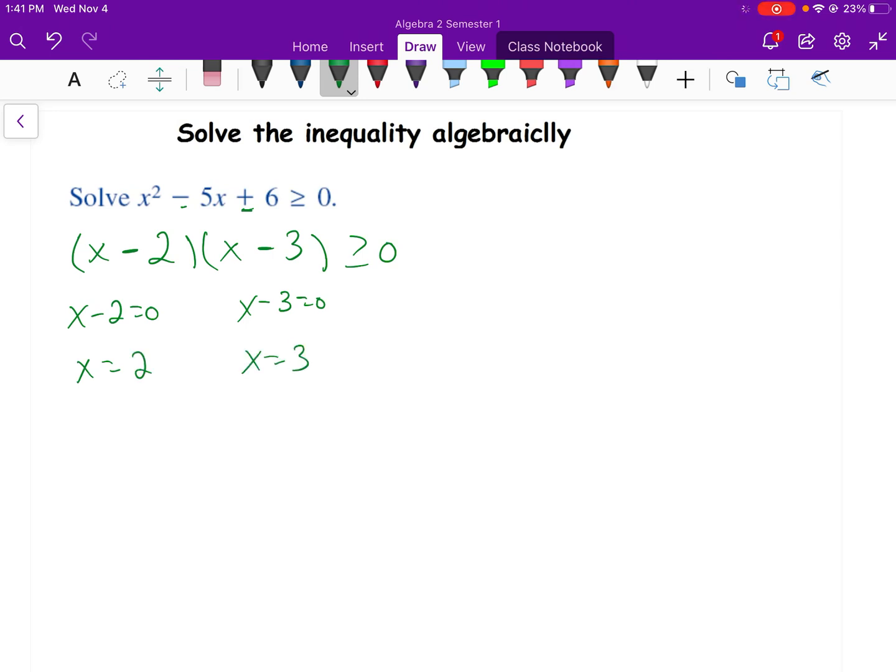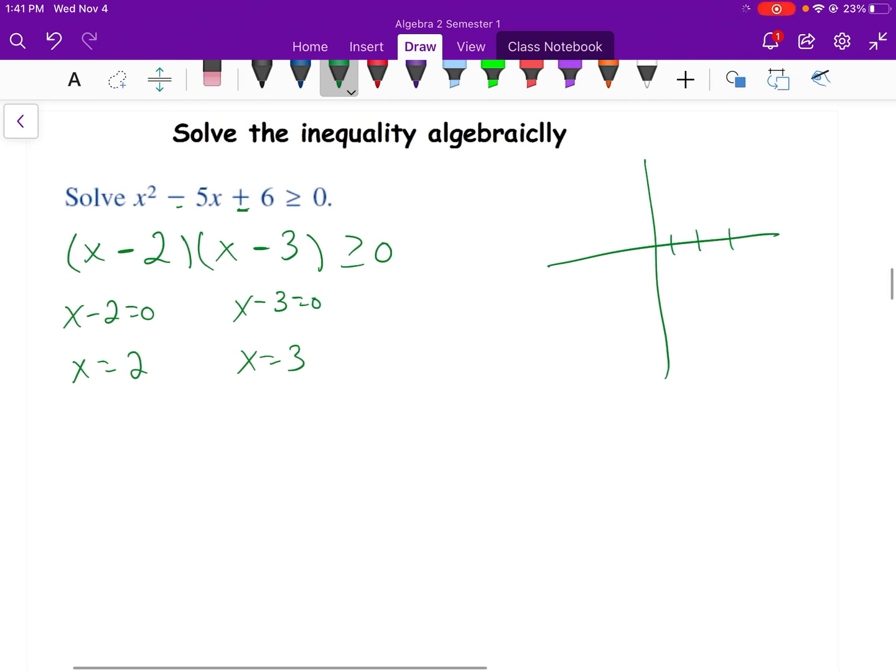Now, since it's an inequality, we have to go beyond that. If this was just a quadratic equation, those would be our solutions, but for an inequality, it is not. So what we need to do here is a rough sketch of what this would look like. We have x-intercepts of (2, 0) and (3, 0), and this opens up. This is just a rough sketch of the graph.